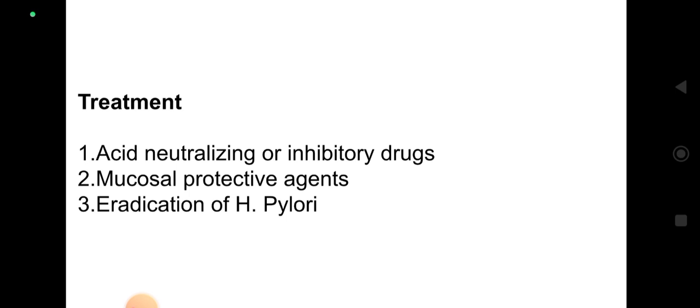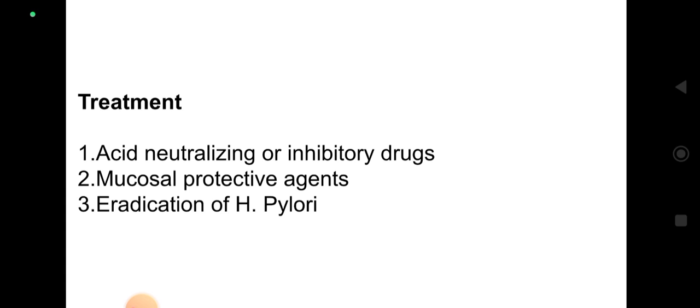Treatment of peptic ulcer. In medical treatment, we use three things. Firstly, acid neutralizing or inhibitory drugs. Second, mucosal protective agents. Third, eradication of H. pylori. So, acid neutralizing or inhibitory drugs are antacids, H2 receptor antagonists, proton pump inhibitors, and mucosal protective agents are sucralfate, bismuth, misoprostol.